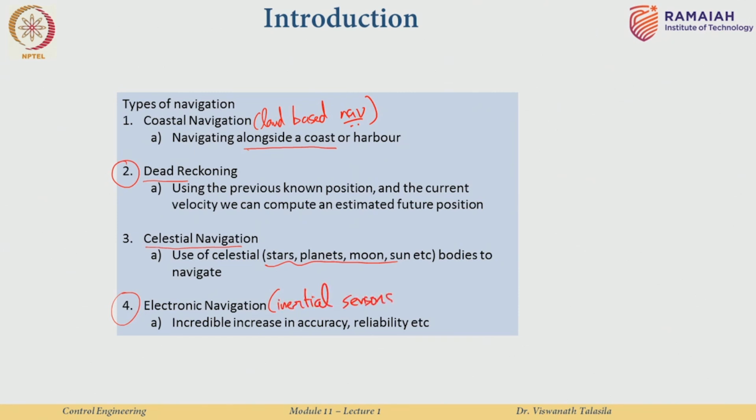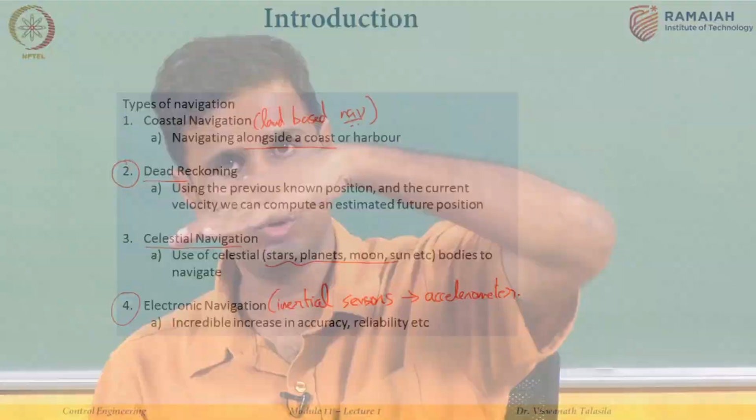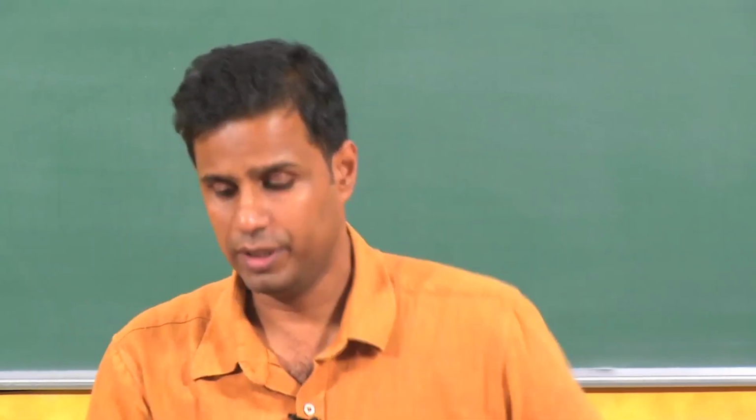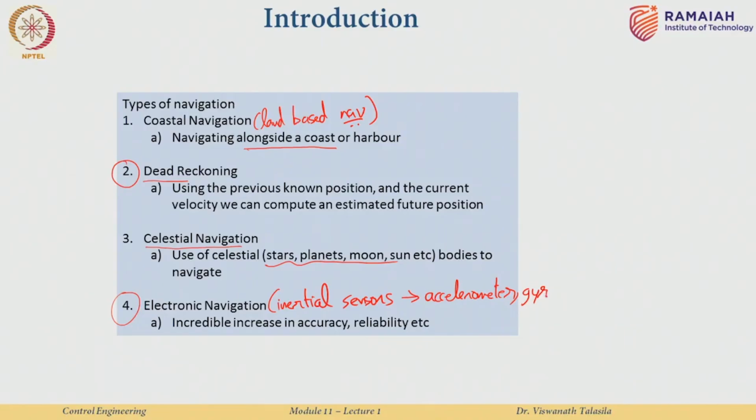And inertial sensors, many of you are aware of at least one of them, the famous accelerometer, which you get in your phone: when you rotate the phone from portrait mode to landscape mode, the screen also rotates. And we are also going to look at another sensor called the gyroscope. So, first we look at coastal navigation, we look a little bit at dead reckoning, how humans do it, how animals do it, and then we look at celestial navigation, and finally the rest of the whole lecture series will be on electronic navigation for dead reckoning.